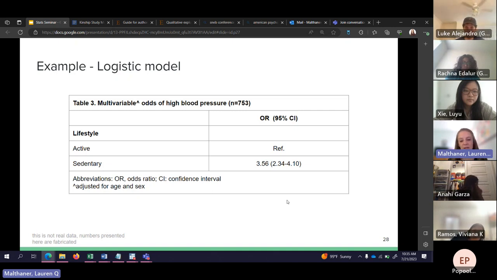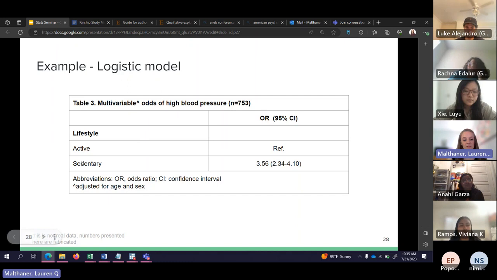And one thing that Amber pointed out that I forgot too, and so I wanted to point it out now, is that in this data, the reference group that's just standard unless you change it is the lower number. So in this case, active people would have the code of 0 and sedentary people would have the code of 1. And that's why active serves as the reference group in that. So just think about that when you are doing your Stata code.